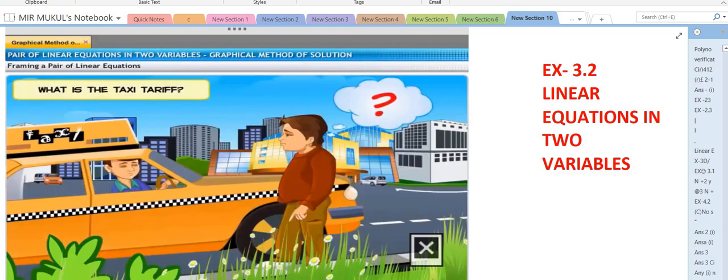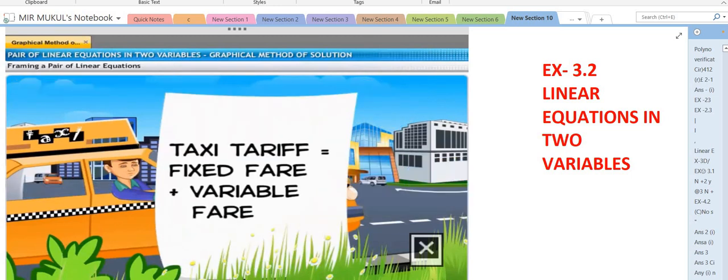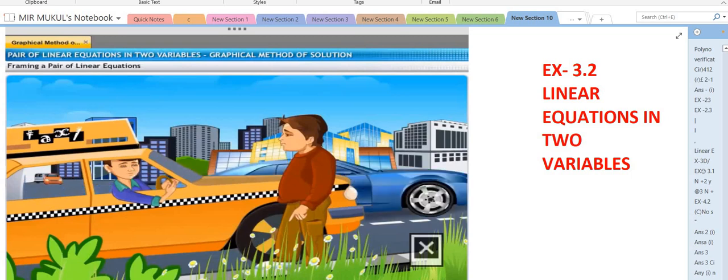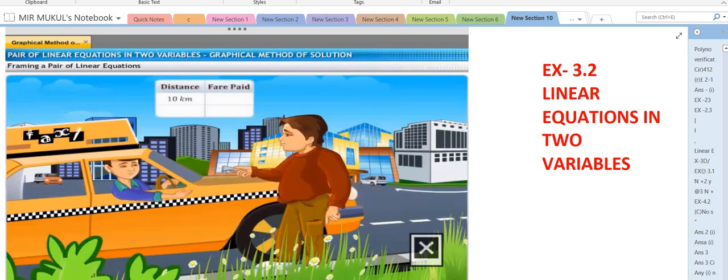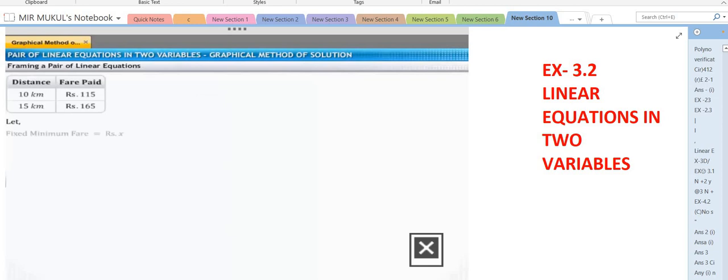Mekong wants to know the new taxi tariff. A taxi tariff plan has two components, the fixed minimum fare and the variable fare that is based on the distance covered in kilometers. For a distance of 10 kilometers, he has paid a fare of 115 rupees. And for a distance of 15 kilometers, he has paid a fare of 165 rupees. Let's assume that the fixed minimum fare is X rupees and the variable fare is Y rupees. Here X and Y represent the ordered pair.